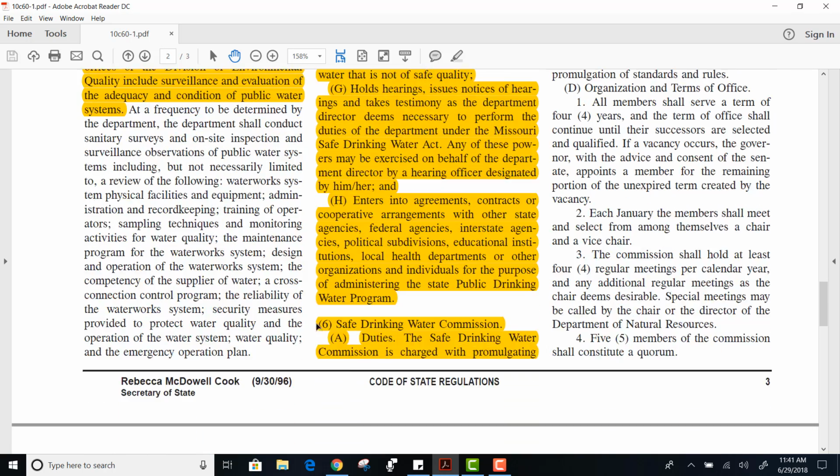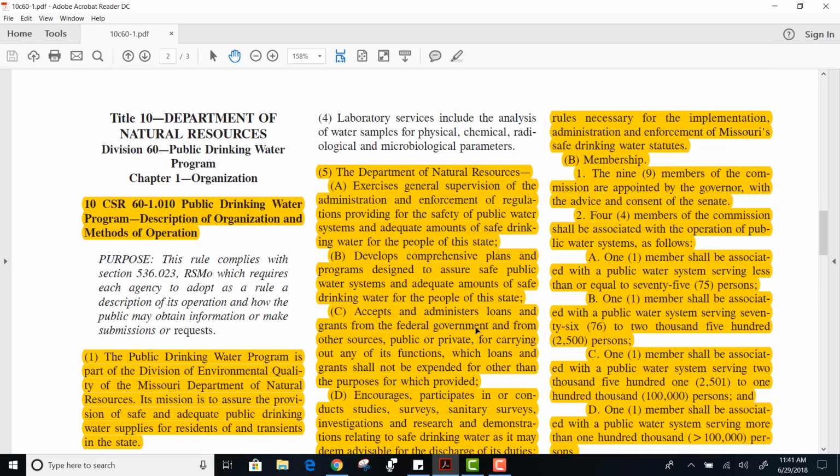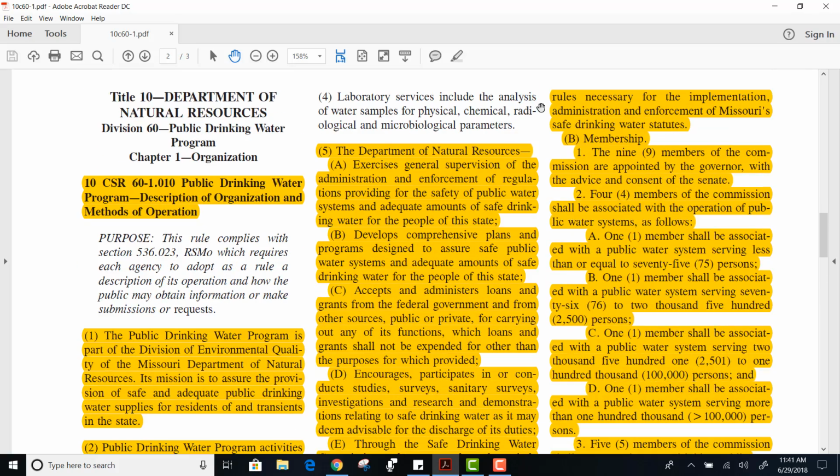Now, DNR is controlled by the Safe Drinking Water Commission. The Safe Drinking Water Commission, their duties. Paragraph A, the Safe Drinking Water Commission is charged with promulgating rules necessary for the implementation, administration, and enforcement of Missouri's Safe Drinking Water statutes. What it is, anytime the DNR wants to make a rule change, it has to go through this membership of the Safe Drinking Water Commission to be voted and approved on before they can change the rules.